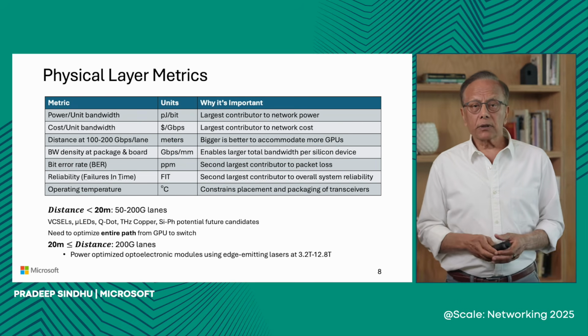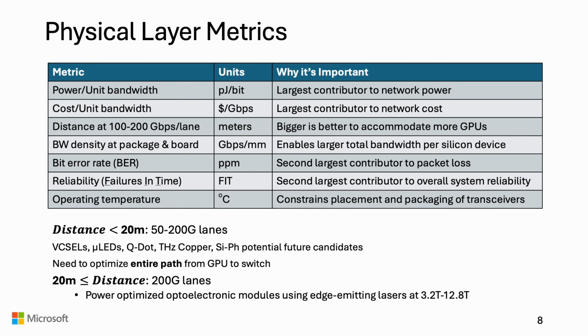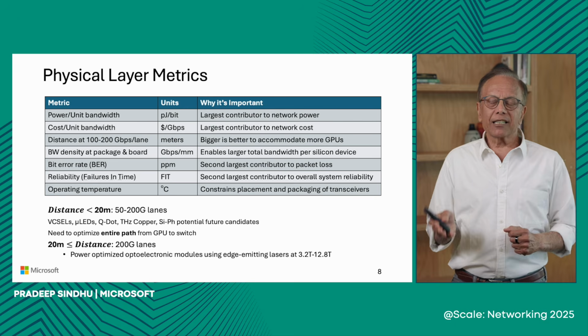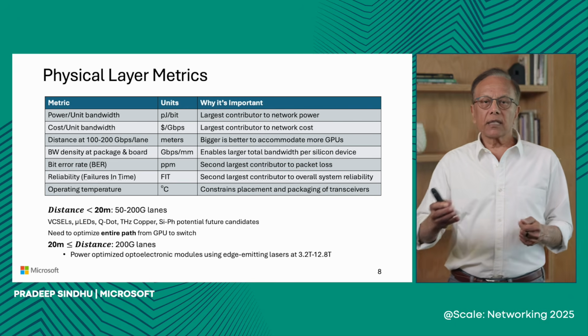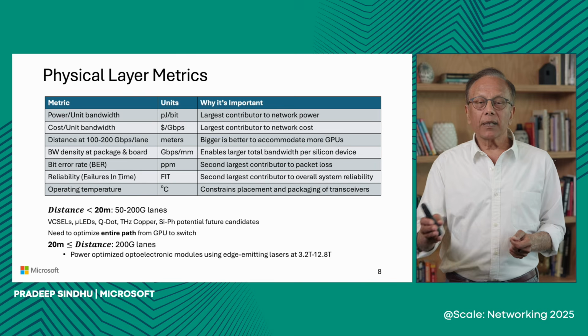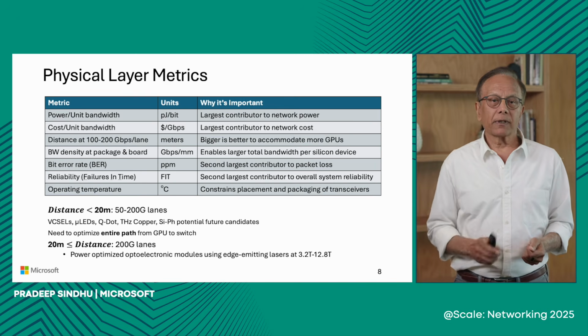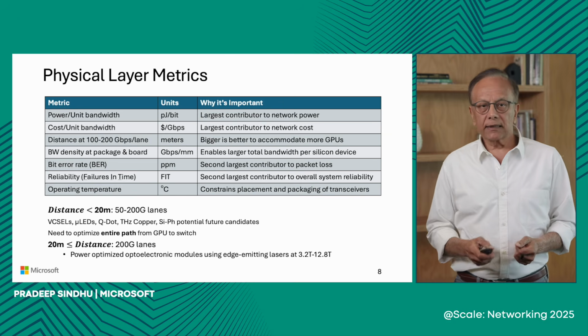Some of the metrics that are important at the physical layer are the power per unit bandwidth, cost per unit bandwidth, the distance you can cover, and the bandwidth density, the bit error rate, reliability, etc. Now, the benchmark here is copper. If for some reason we could find a technology that gives you the attributes of copper, but provides you, let's say, somewhere between 10 to 20 meters, I would consider that problem solved. But we're not there yet.